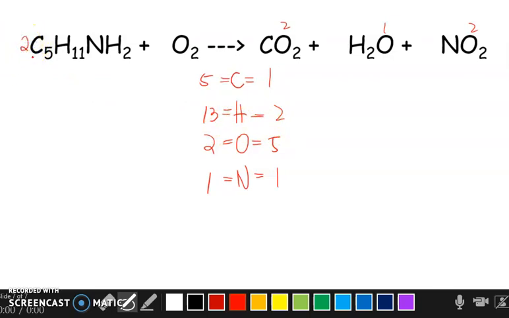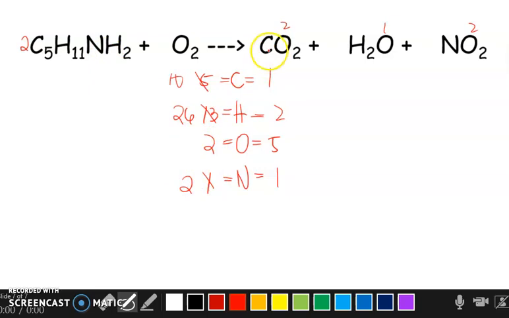Again, this is a trial and error. This is not your final answer. This could change. So 2 times 13, that's going to be 26. 2 times 5, this becomes 10. 2 times 1, that becomes 2. So your nitrogen becomes 2.